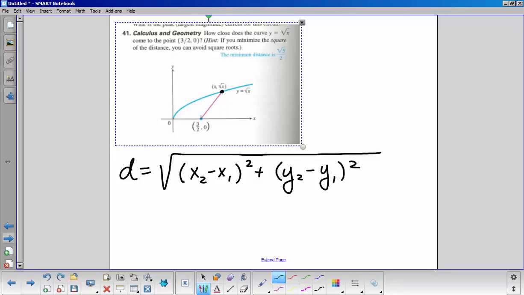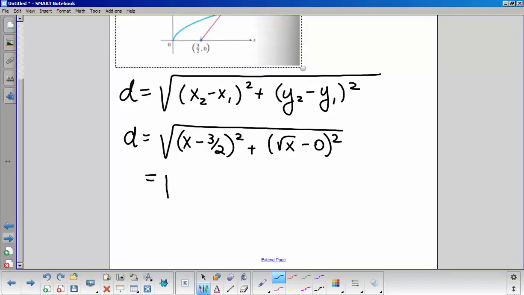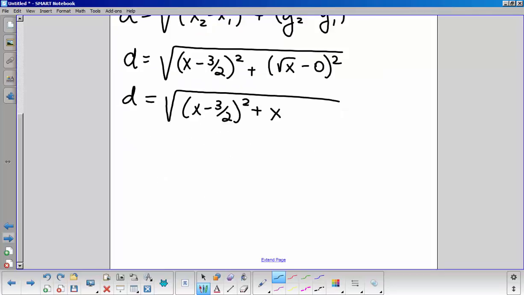And in this case, I know that my points are x minus 3 halves quantity squared plus, now y is going to be square root of x minus 0 quantity squared. So if I simplify this a bit, I get the square root of x minus 3 halves quantity squared plus, this is just the square root of x squared, which is x. Now they said that you could minimize the square of the distance and get the same answer. And that's true. But I'm going to show you that it works for not doing that.